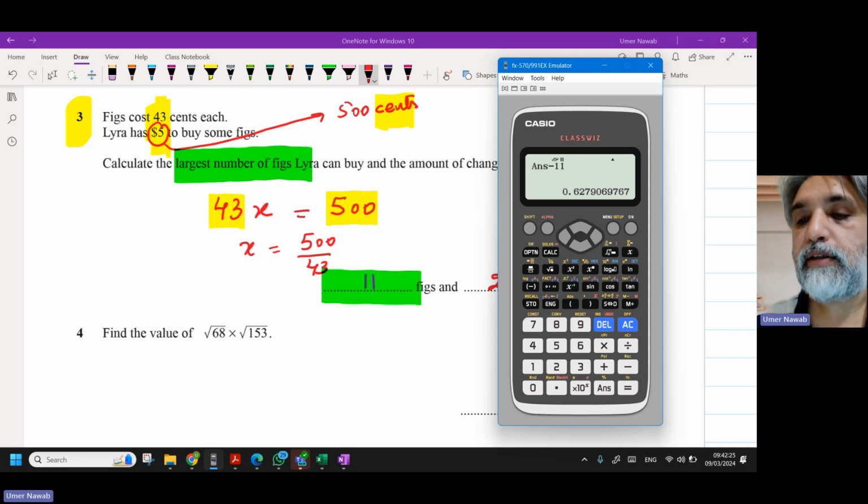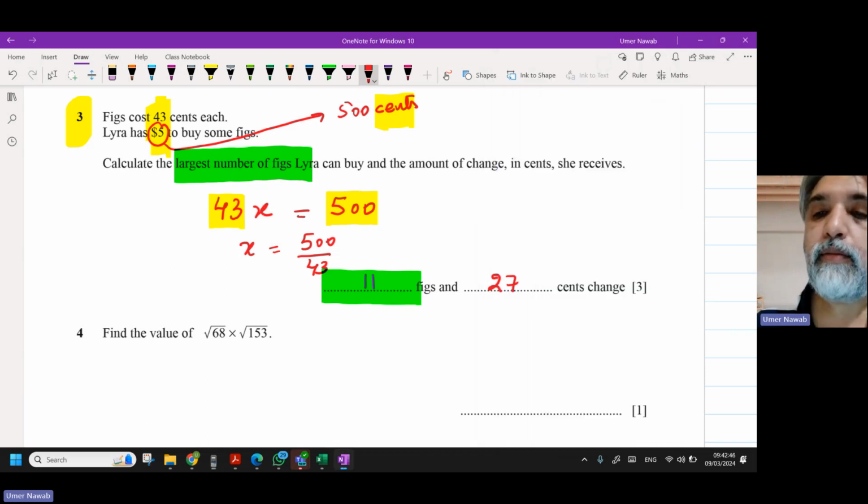So this decimal answer is representing the fig which he is going to buy. I want to know the price of this. So I should times it with the price of one fig, 43. I multiplied it. I'm left with 27. So 27 cents will be left in his hands. And this is not enough to buy the 12th fig. I hope it is clear to everyone.